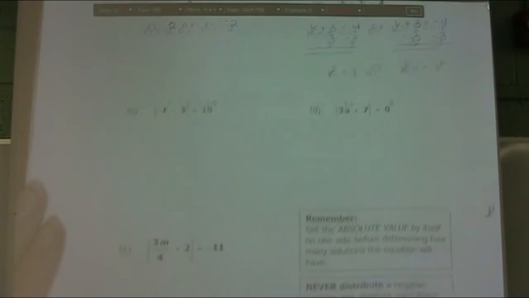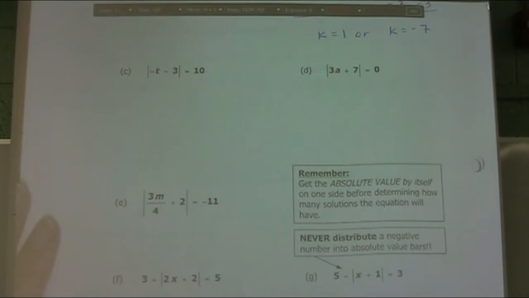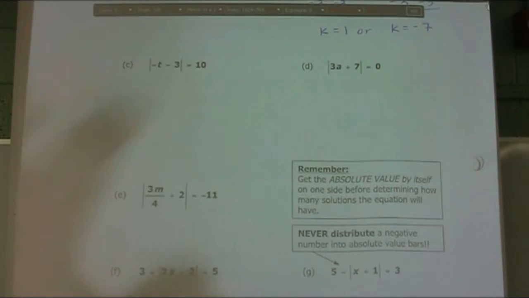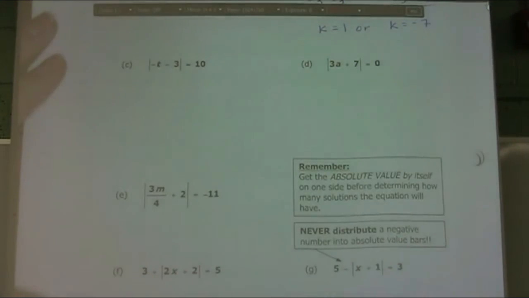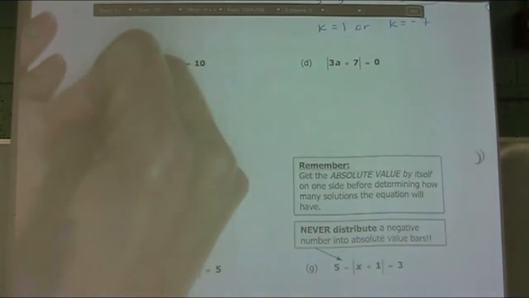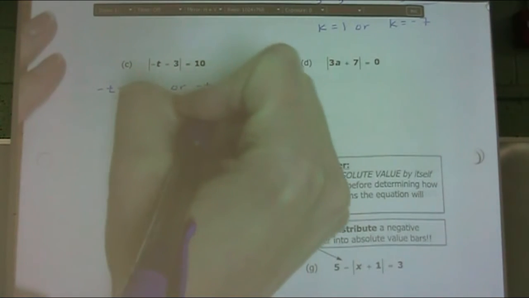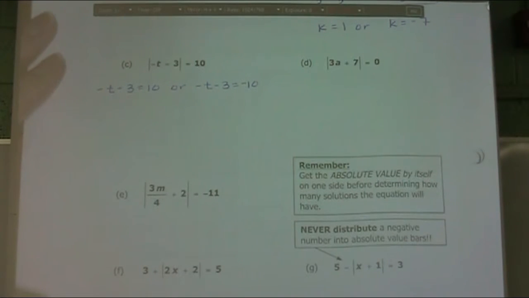Now, let's go to C. And C may seem confusing because there's all these negatives. It does not matter. All we're looking for is absolute value equals, and it happens to be a positive number. If absolute value equals a positive number, we have two solutions. The way we find those is that what's inside of our absolute value bars either equals 10 or negative 10. So we're going to set up two equations. Negative t minus 3 equals 10, or negative t minus 3 equals negative 10. And we're going to solve both of those.